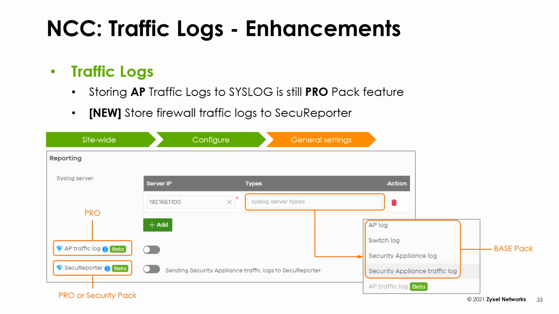This is just showing here, when it comes to syslogs, as part of the free version of Nebula, you can use a syslog server to record AP logs, switch logs, security logs, and security appliance traffic logs to your own setup syslog server instead of having to rely just on Nebula. So now we've got the ability with a Pro Pack or the security pack to have gateway traffic information outputted to the syslog server. And if you have a Pro Pack, you can do the AP traffic logs.